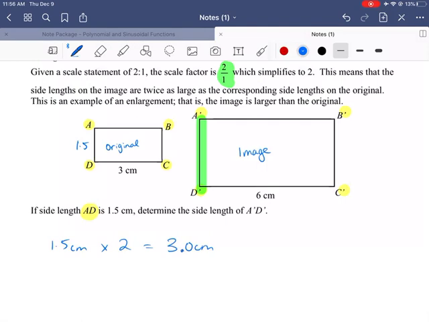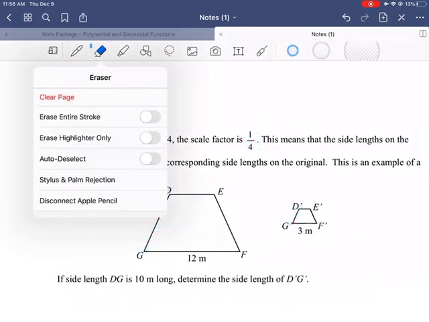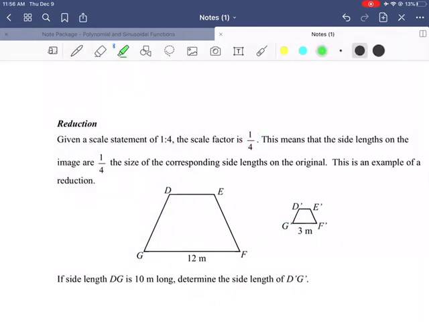So multiplying by 2 gives us a dimension of 3.0 centimeters. Now reductions, they have a scale factor of some fraction, because a fraction is less than one, for example 0.25, which means that that's 25% of the original.